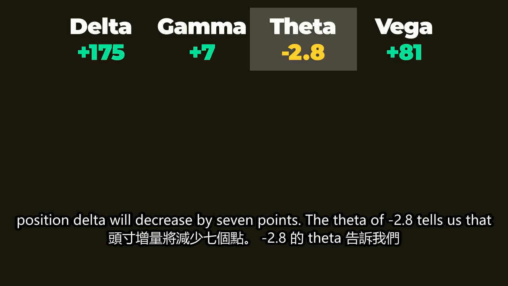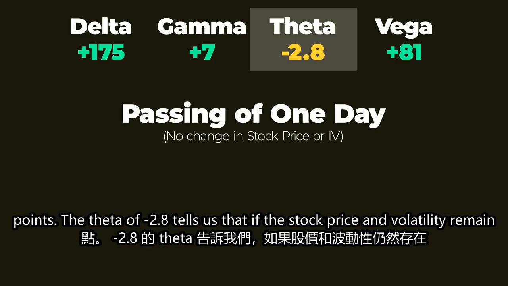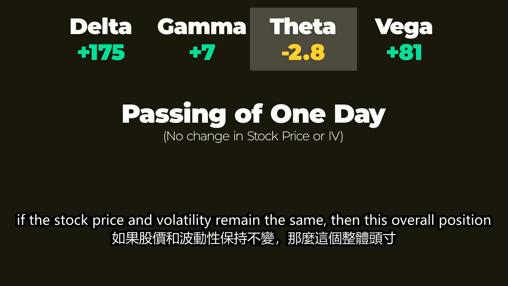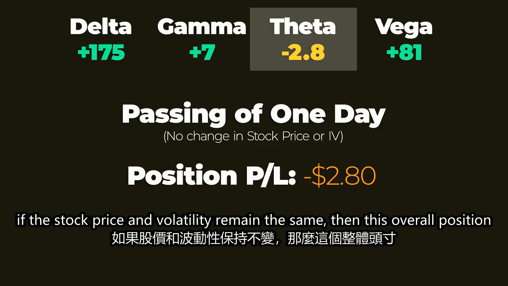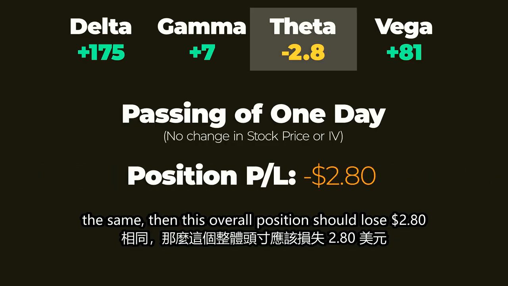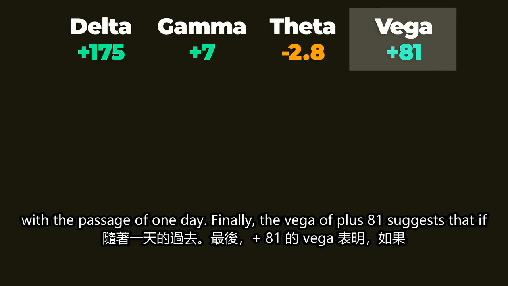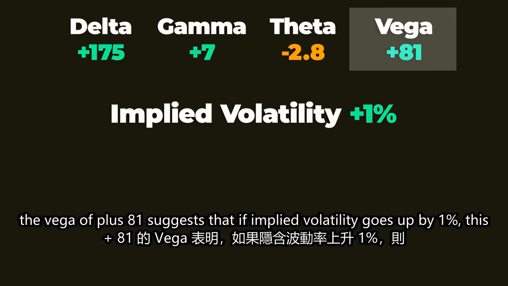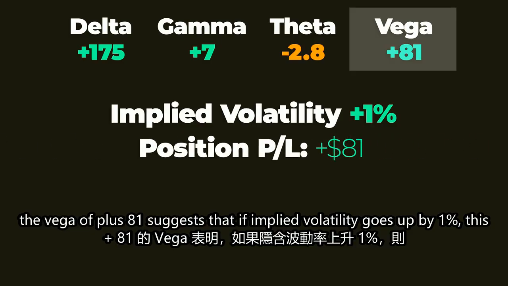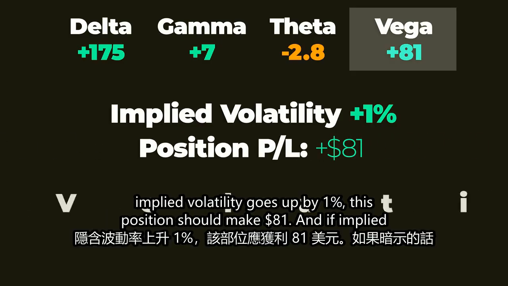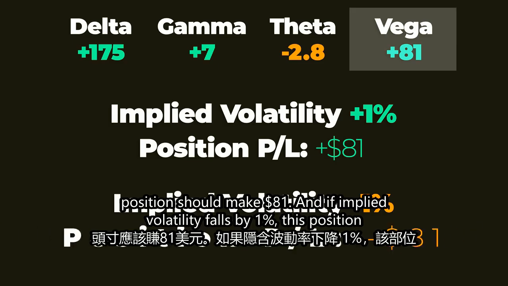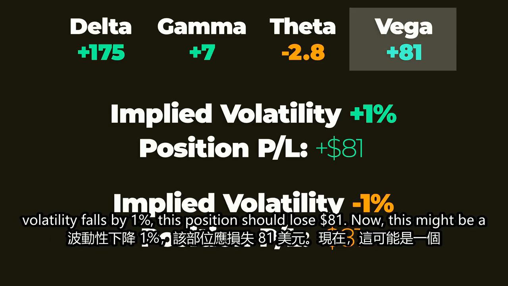The theta of negative 2.8 tells us that if the stock price and volatility remain the same, then this overall position should lose $2.80 with the passage of 1 day. Finally, the vega of plus 81 suggests that if implied volatility goes up by 1%, this position should make $81. And if implied volatility falls by 1%, this position should lose $81.